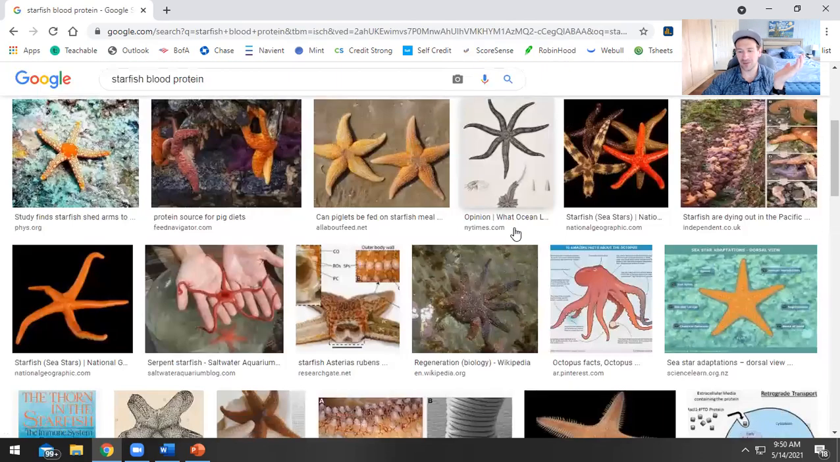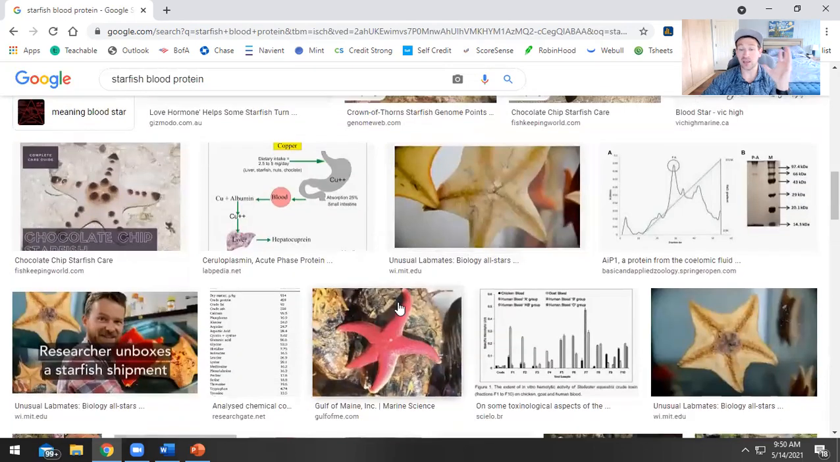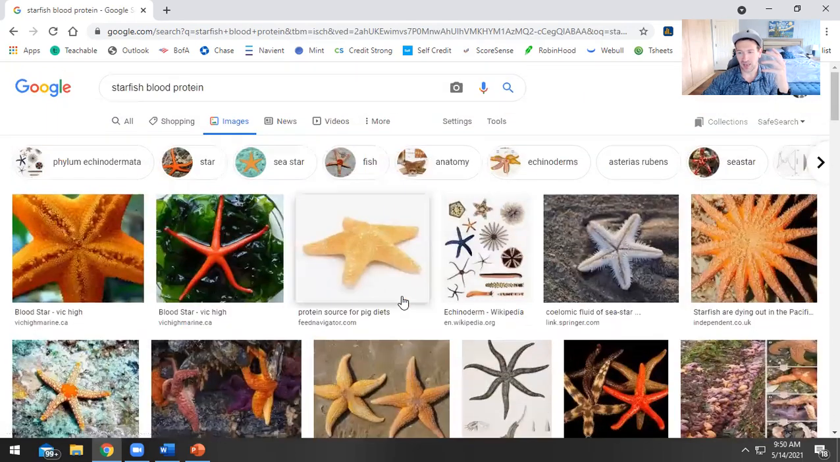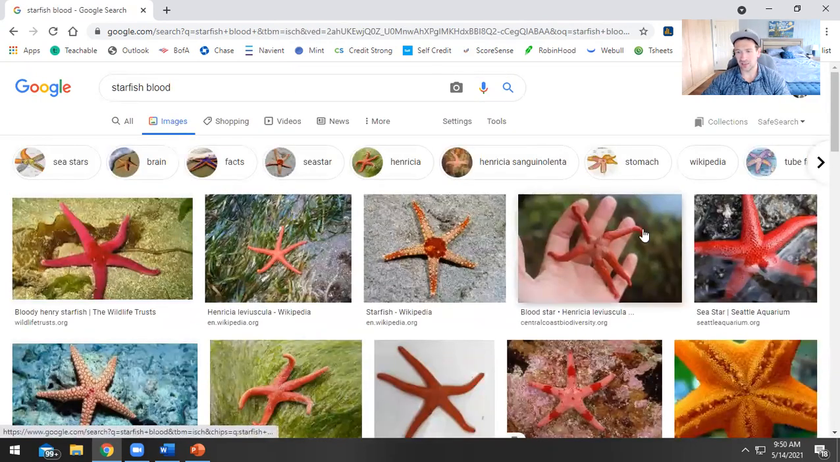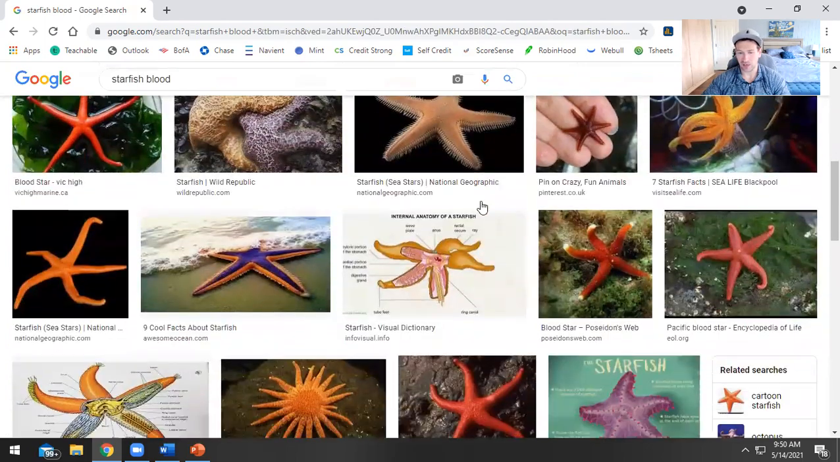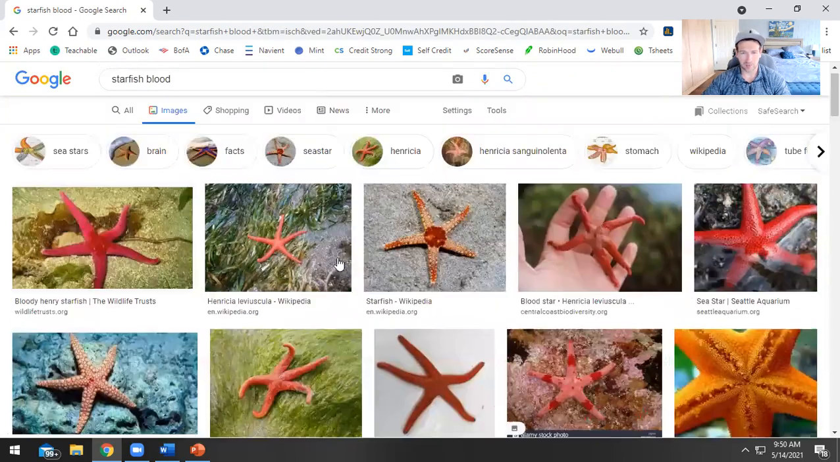So there are other animals out there that use different elements. Like we use iron, right? Starfish actually use copper, which is why starfish blood is actually blue. If you ever see a starfish bleed, it will be sort of a bluish color.